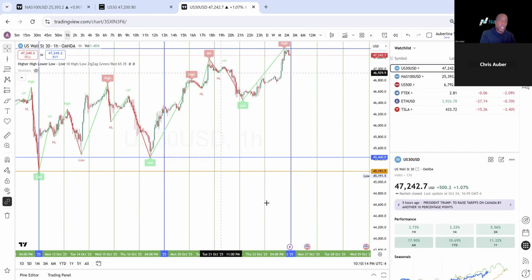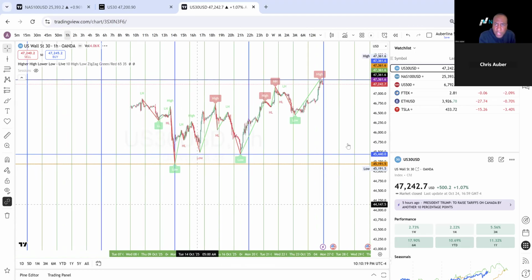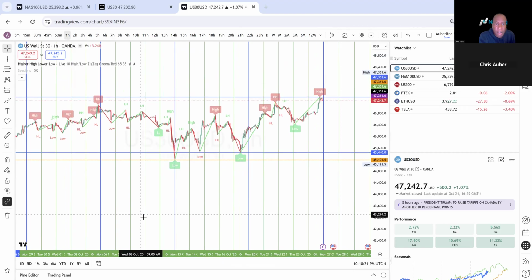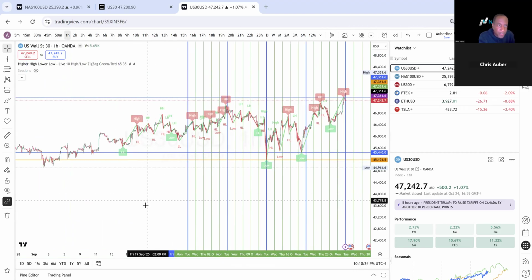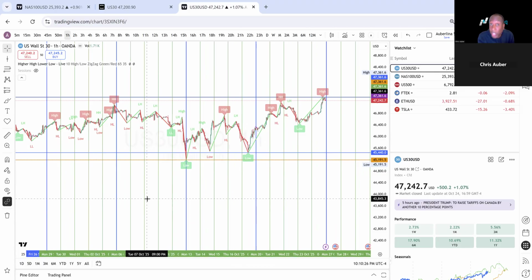All right. Now, the other thing that I want to point out to you guys is every single high on the US30, every single high will be broken. Every single high will be broken. Okay. Not so with the lows. Give you a case in point.